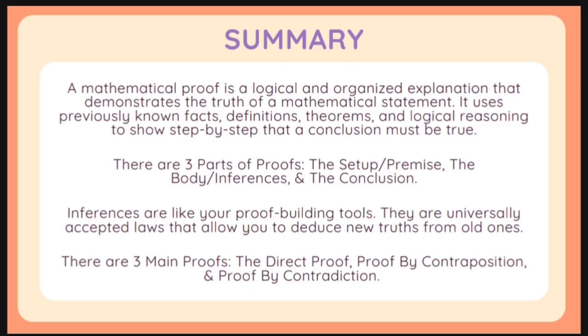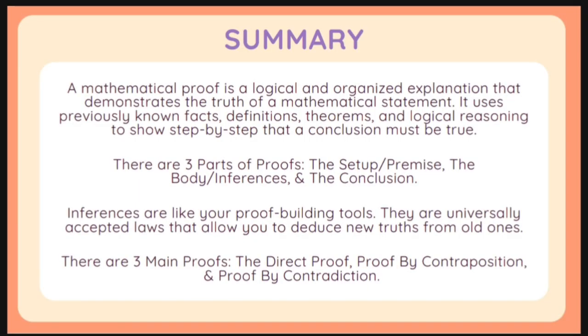A mathematical proof is a logical and organized explanation that demonstrates the truth of a mathematical statement. It uses previously known facts, definitions, theorems, and logical reasoning to show step by step that a conclusion must be true. There are three parts of a proof: the setup or premise, the body or inferences, and the conclusion. Inferences are like your proof building tools. They are universally accepted laws that allow you to deduce new truths from the old ones.